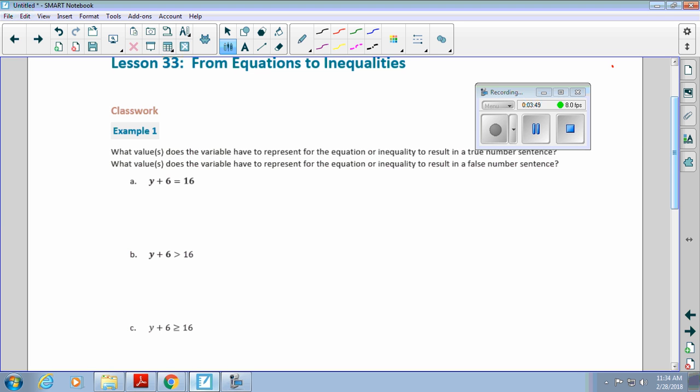So it says, what values does the variable have to represent for the equation or inequality to result in a true number sentence? So essentially, we have to solve for the variable, right? What value or values does the variable have to represent for the equation or inequality to result in a false number sentence? So we're just going to focus on the true part of this question. So we have y plus 6 equals 16.